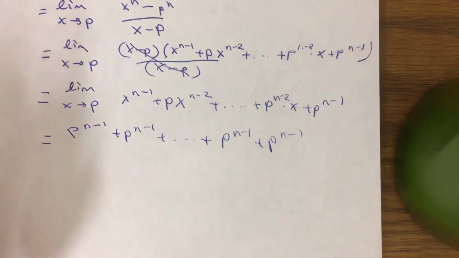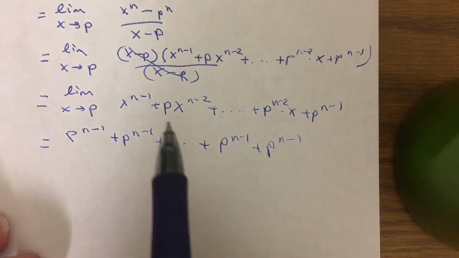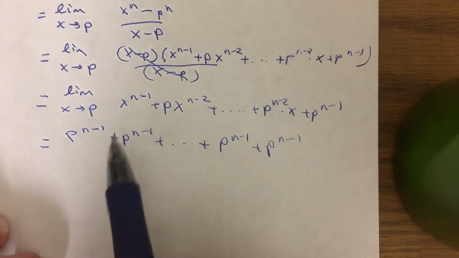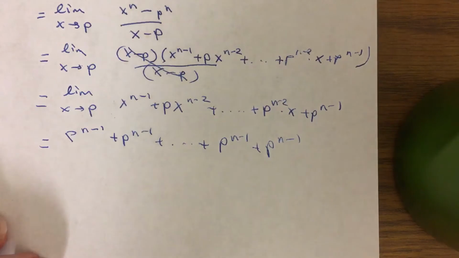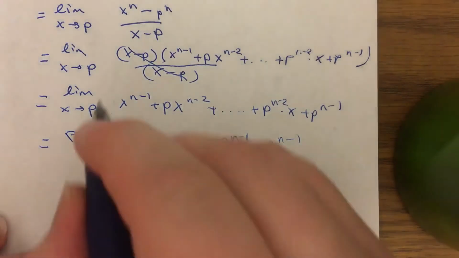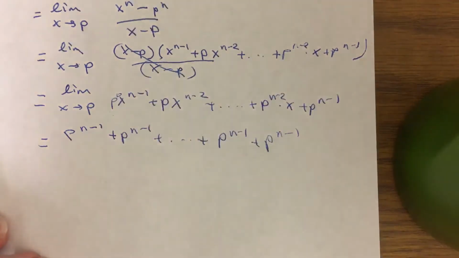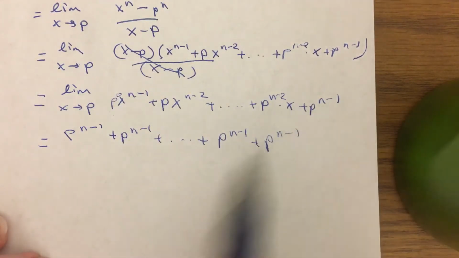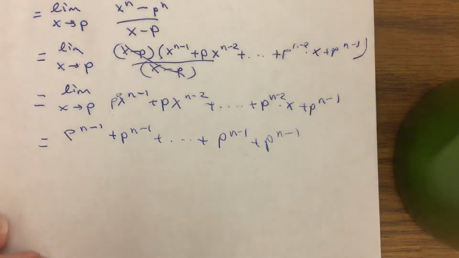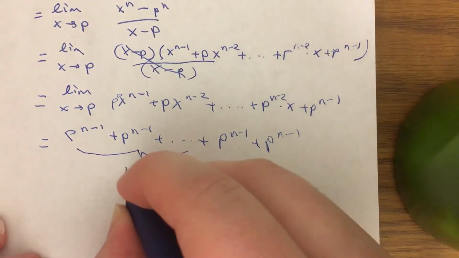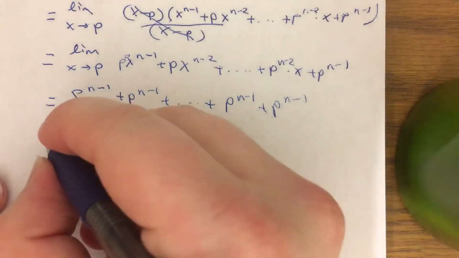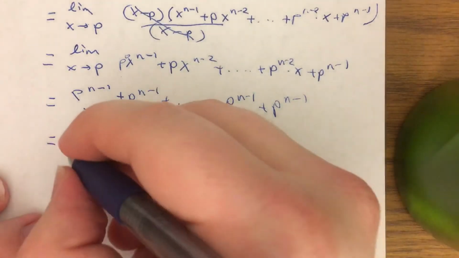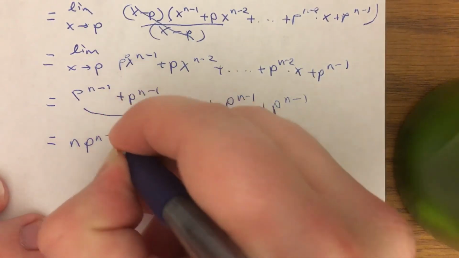Okay, so that's quite interesting. Now, how many terms do we have here? Let's investigate up above to help this out. So you could think of this here as being a p to the 0 power, right? Because anything to the 0 power is 1. p to the 0 is 1. This goes all the way up to the p to the n minus 1. So that means there are n terms here. Okay? So then that equals n p to the n minus 1.